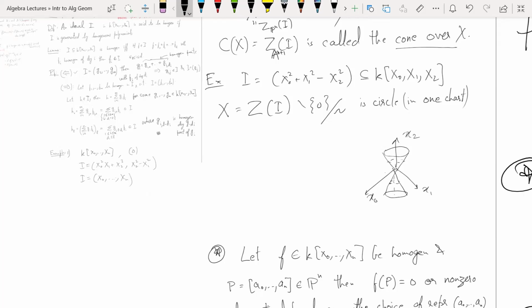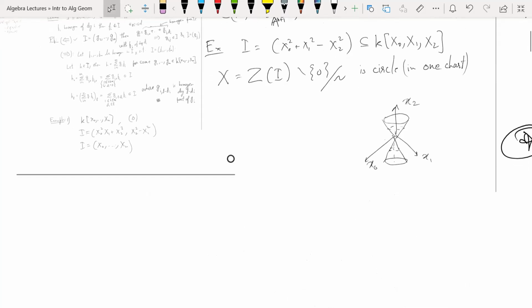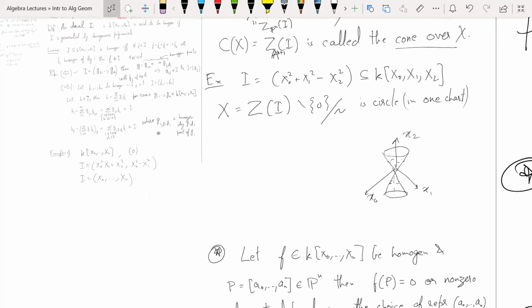As you can see, if you take any point on this cone and connect it to the origin, then the whole line is on this cone. But what is X? X is you throw away the origin and then declare the whole line to be a point.